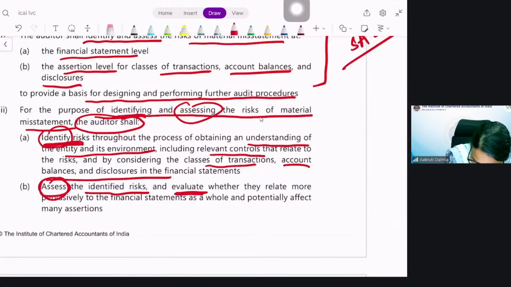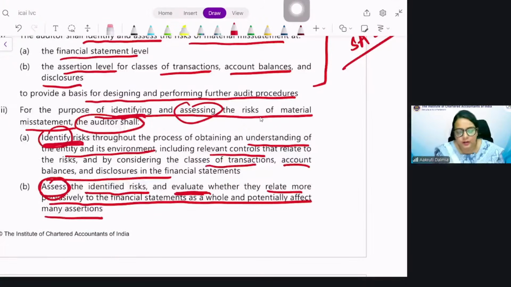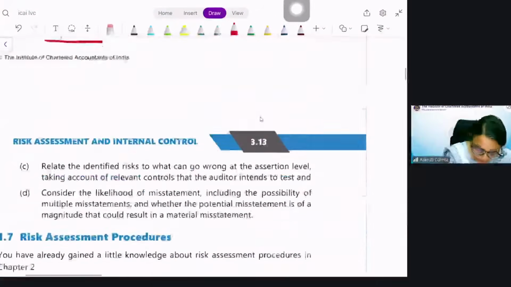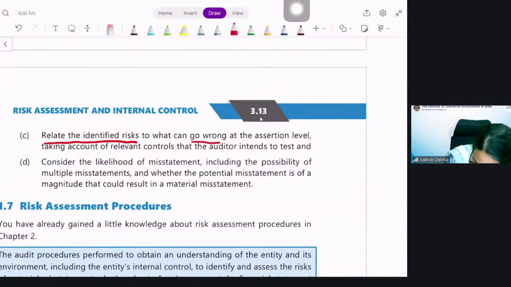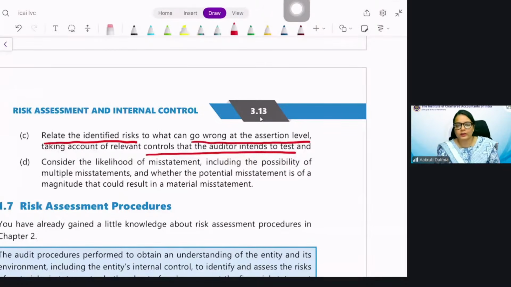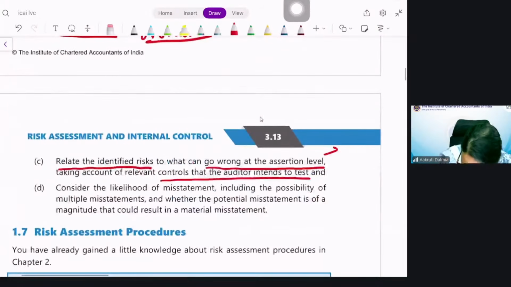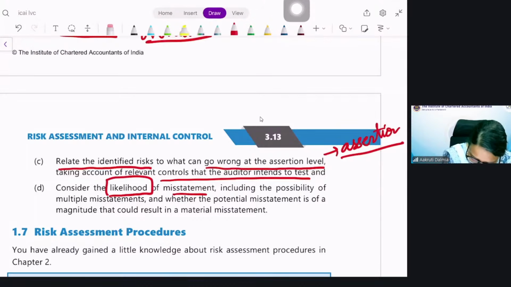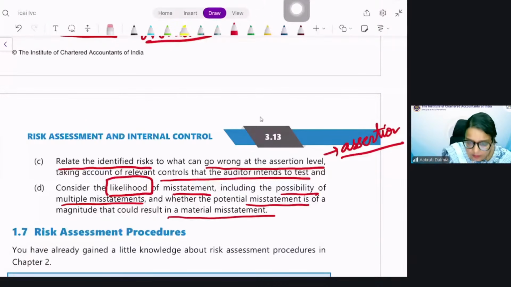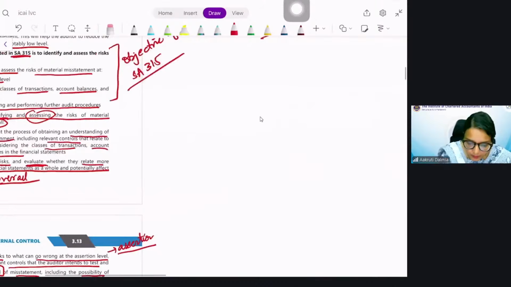Assess the identified risk and evaluate whether it is pervasive to the whole financial statement and can affect many assertions. So after you have identified the risk, see if that risk can affect everything or only small things. Then relate the identified risks to what can go wrong at each assertion level, taking into account the controls that the auditor intends to test. So this is overall level, and here you will check risk at assertion level. And lastly, the likelihood of misstatement, including the possibility of multiple misstatements and whether the potential misstatement is of a magnitude that it can result in material misstatement. So how to remember this? Let's see the answer.